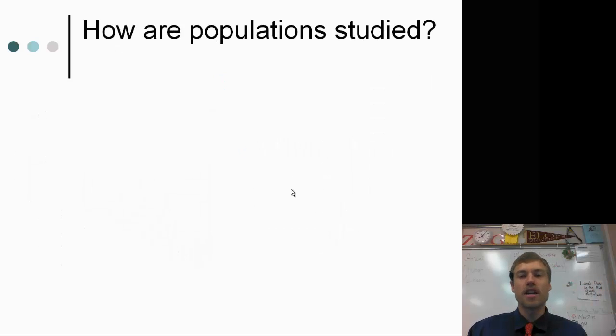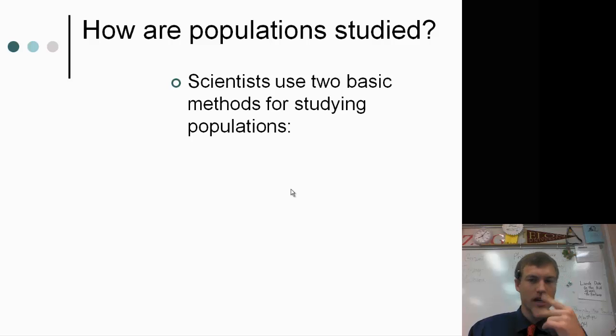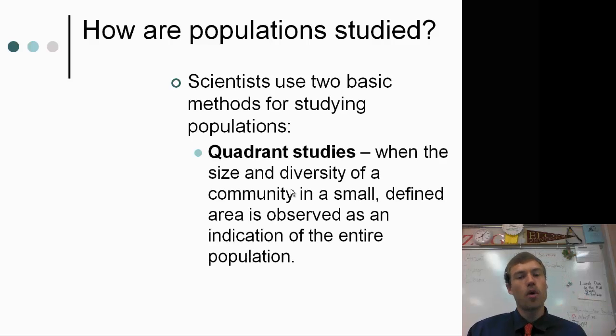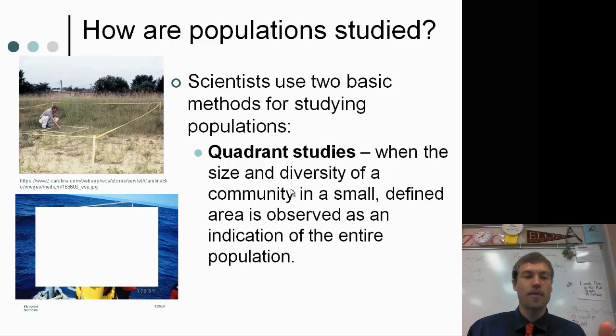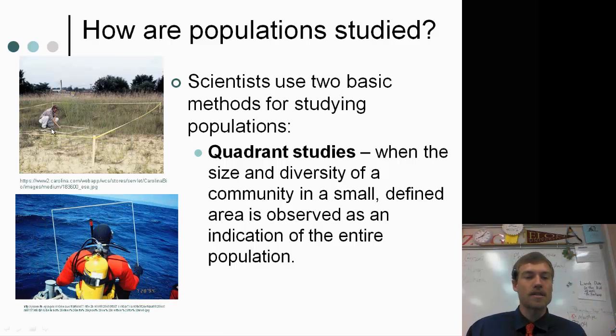So how do we study populations? Okay, well, there's kind of two basic methods. One is a quadrant study. So this is when the size and diversity of a community in a small defined area is observed, and then we extrapolate that to indicate the entire population. So what might happen is that we'll mark off a certain area, let's say 1 square meter, and we're going to look at that 1 square meter, and then we know that our total area is 1 kilometer, so we would extrapolate that out to the total area.